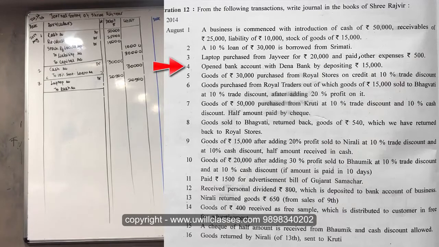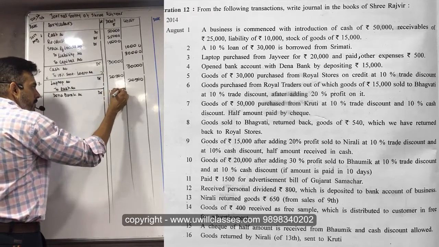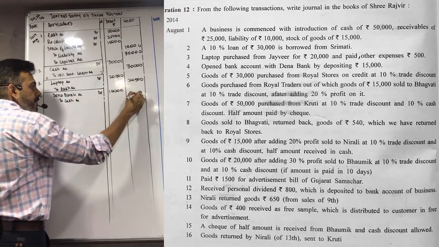Open bank account with Dena Bank by depositing 15,000. Bank related transaction. What goes out? Cash goes out. Who is the receiver? Bank is the receiver. Likho. Dena Bank account debit 15,000 to cash account 15,000.